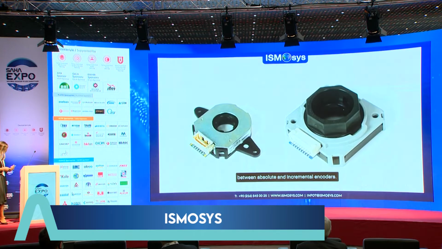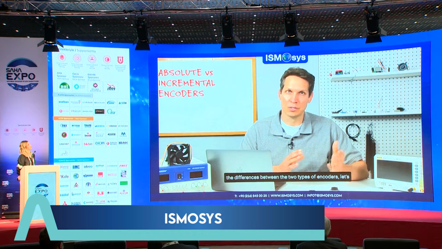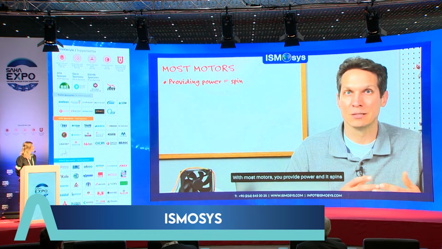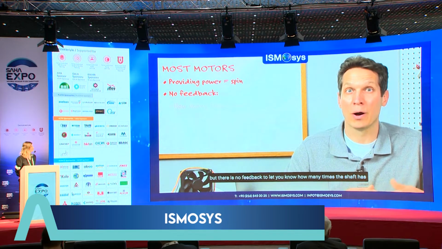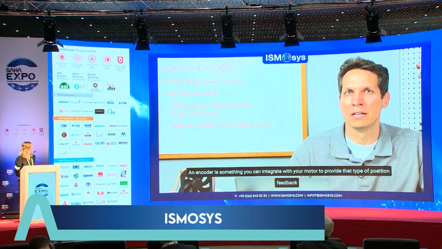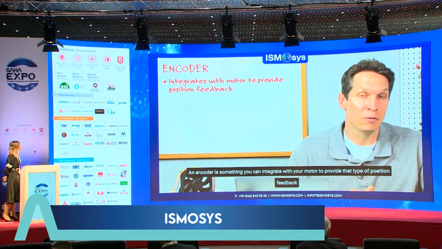Welcome, and today we are going to be talking about the difference between absolute and incremental encoders. Before we jump into the differences between the two types of encoders, let's quickly review what an encoder is. With most motors, you provide power and it spins, but there is no feedback to let you know how many times the shaft is rotated or what position it ended up in. An encoder is something you can integrate with your motor to provide that type of position feedback.